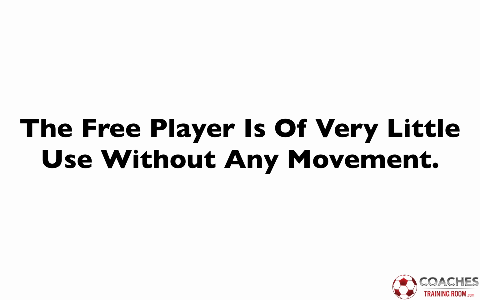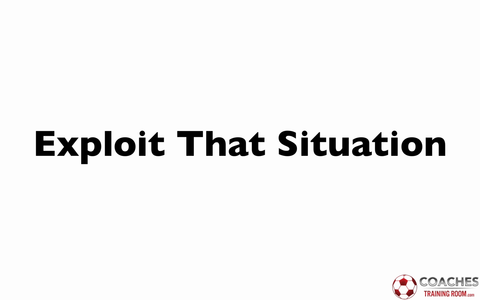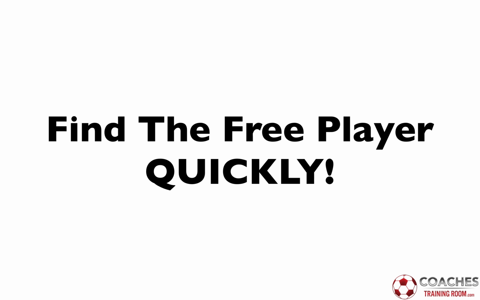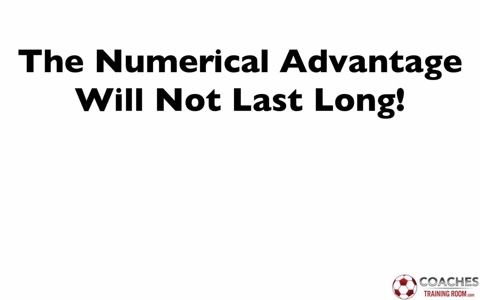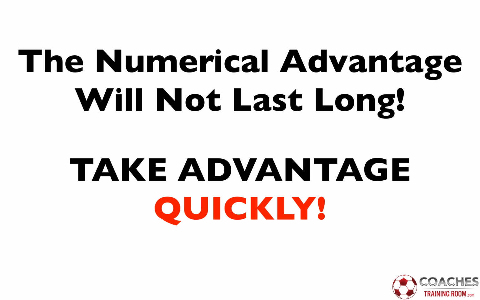The free player in any one area of the field is of very, very little use to you without any movement. So if you've created the numerical advantage, what you then need to do is exploit that situation. Now, your job is to find the free player. You need to find the free player quickly because the numerical advantage will not last for very long at all. The other team are going to be able to realise what's happened and shift their position accordingly.